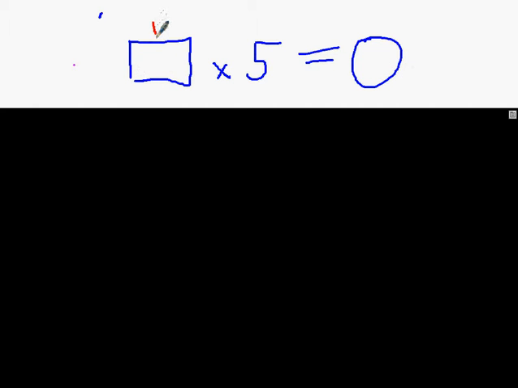And there isn't any number that you can think of like 1 or 2 or 7. That's not going to work. The only number that I can think of is 0. When you multiply 0 by 5, you'll get 0.